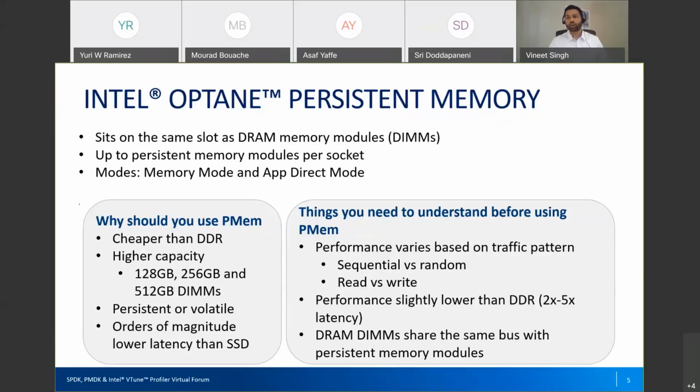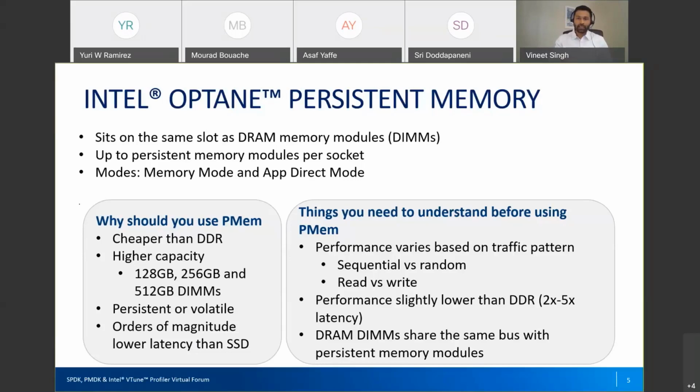So there are two slots per channel in Cascade Lake, and the DDR DIMMs go in one of the slots and the persistent memory DIMMs go in another slot. So they are sharing the same bus. These are the things you need to be aware of. We'll go into details of how these things can affect different use cases.